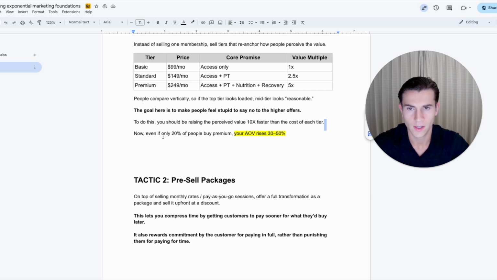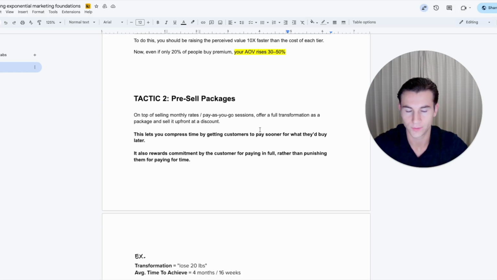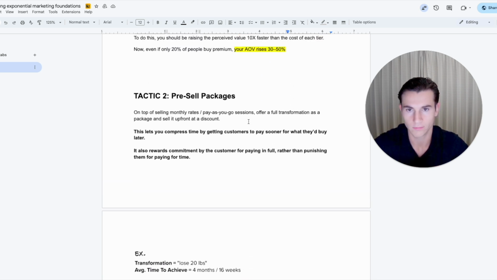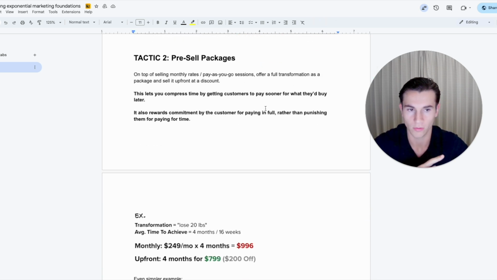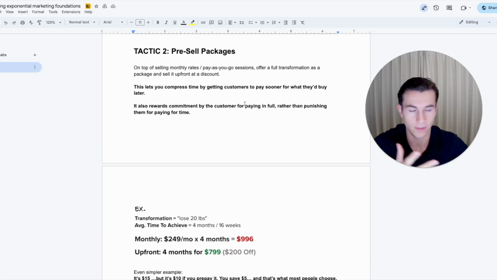But all in all, even if only 20% of people buy the premium solution, your average order value rises 30 to 50%. So it's a 5x value multiple, which is crazy. Just looking at statistics there. So include that, get 30 to 50% more revenue, for example, and relax a little bit.